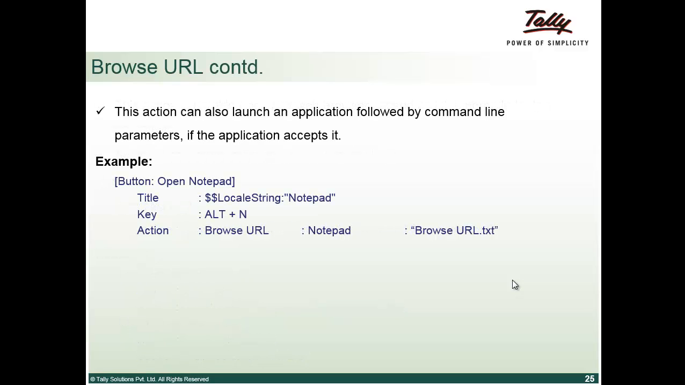In the same way, the action can also be used to launch any application followed by the command line parameters if the application accepts it. In this particular case, the notepad application is being launched, with the file name browse url.txt. In the same way, you can open any application with its name. If you want to even launch the Tally application also, you can specify Tally and launch that particular application. So let's see how the browse URL works.